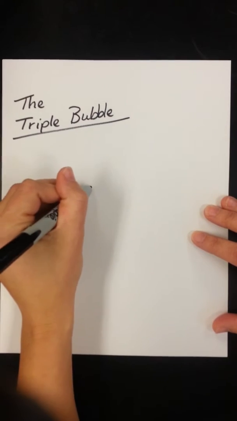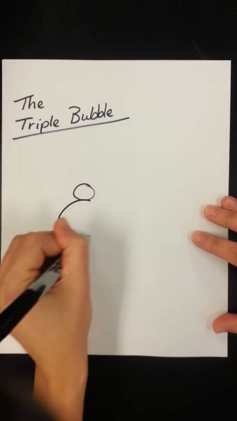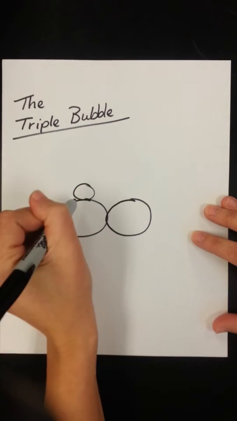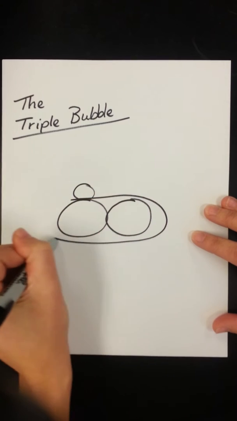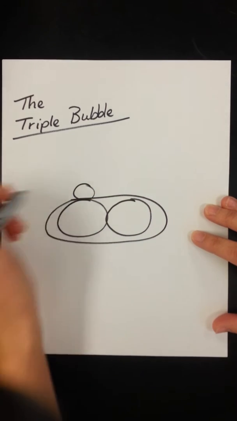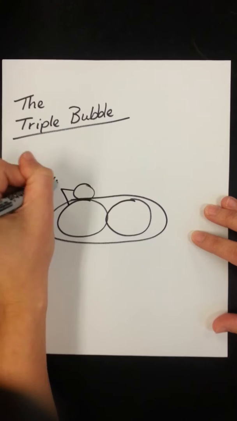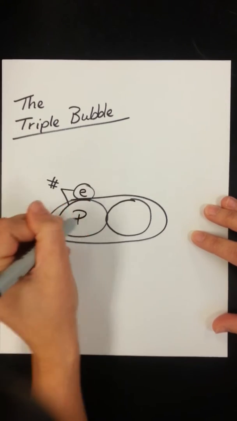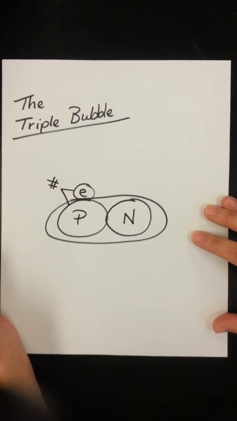To draw the triple bubble, you start with a small circle, then a large circle, and another large circle. Those two large circles are encased in another circle. Then we draw an angle with a number sign. We draw an E, a P, and an N.